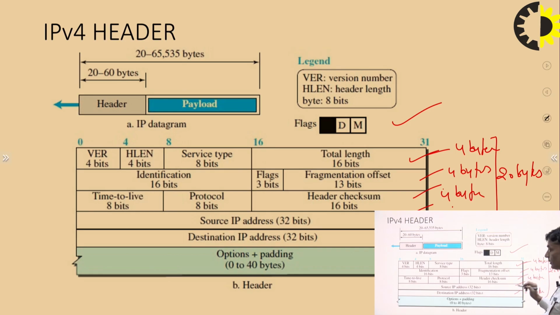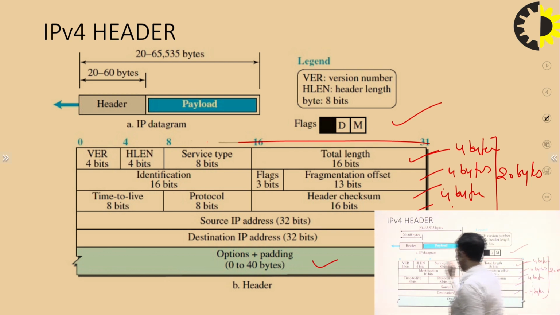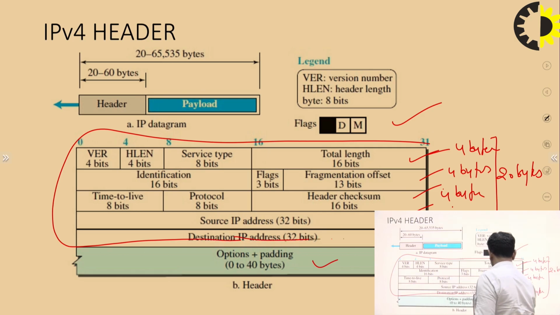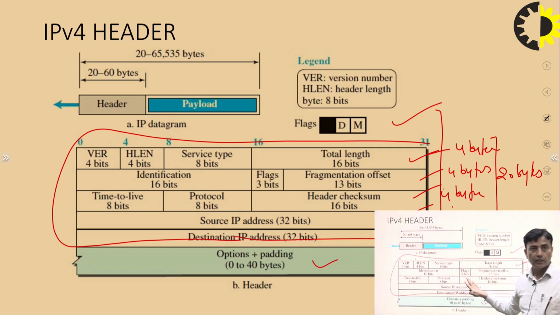20 bytes. The last row is optional; it may or may not be there as per your requirement. This is known as options plus padding. It may be from 0 to 40 bytes. This is the additional optional part. How can you decide the size of the header? There is a range, because these 20 bytes are necessary and should always be there, and the last 0 to 40 bytes are optional, it may be 0 or a maximum of 40.